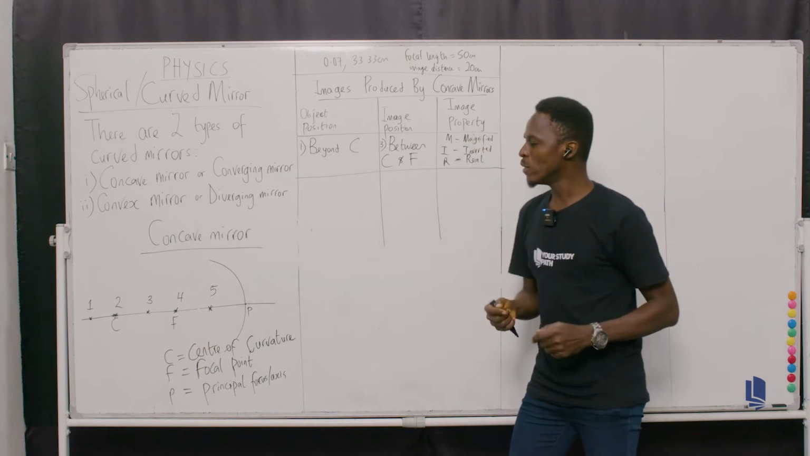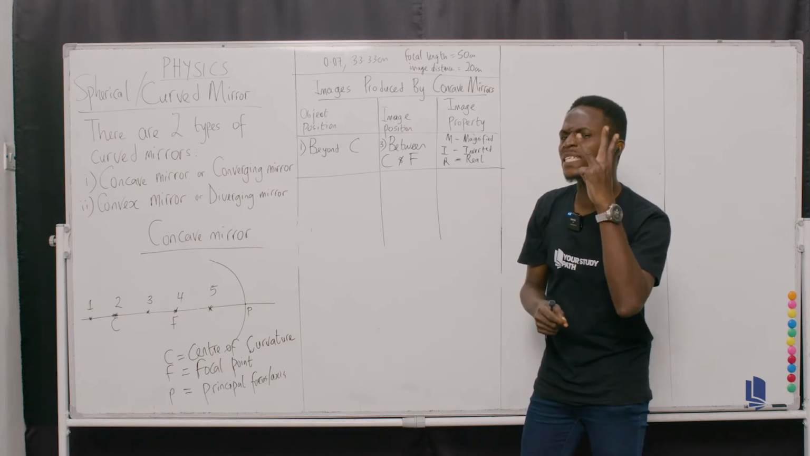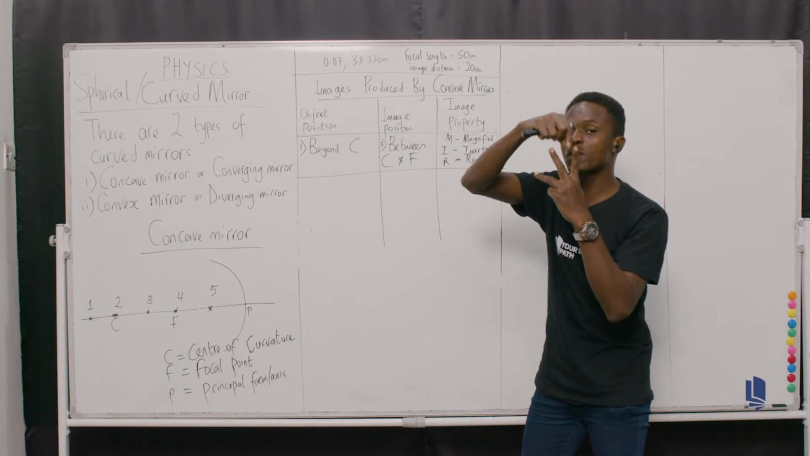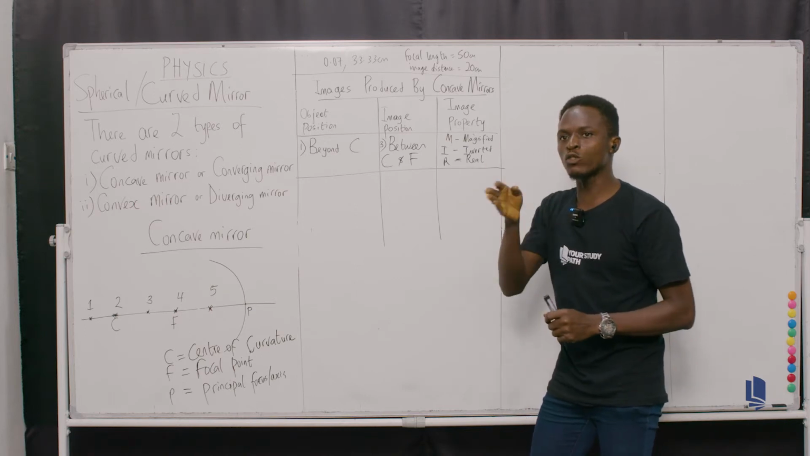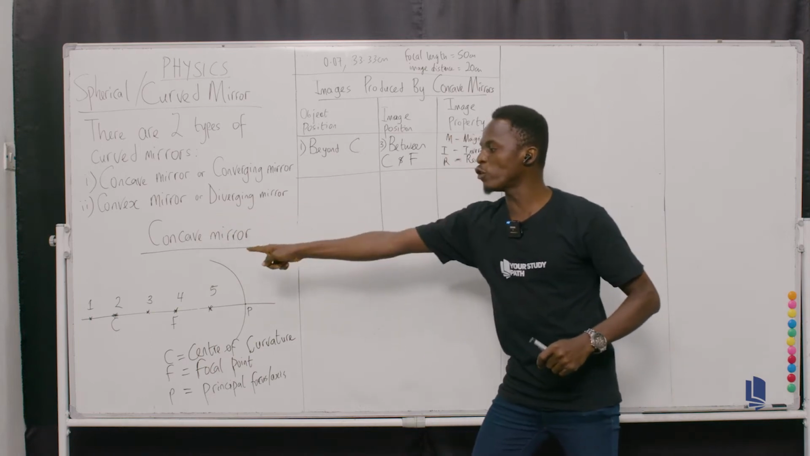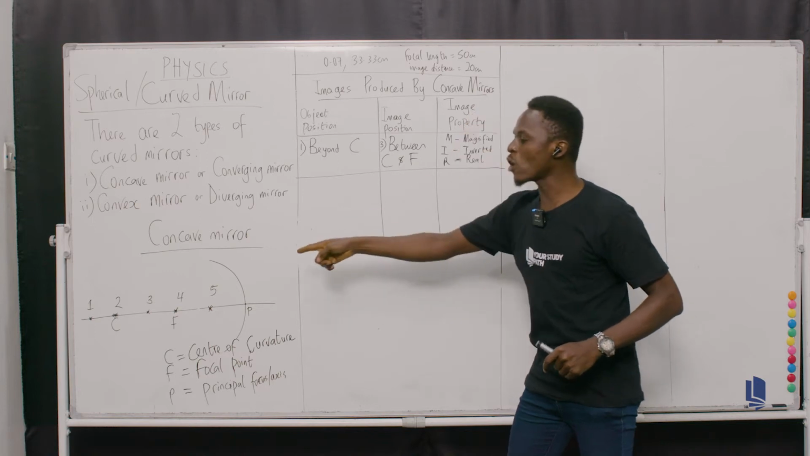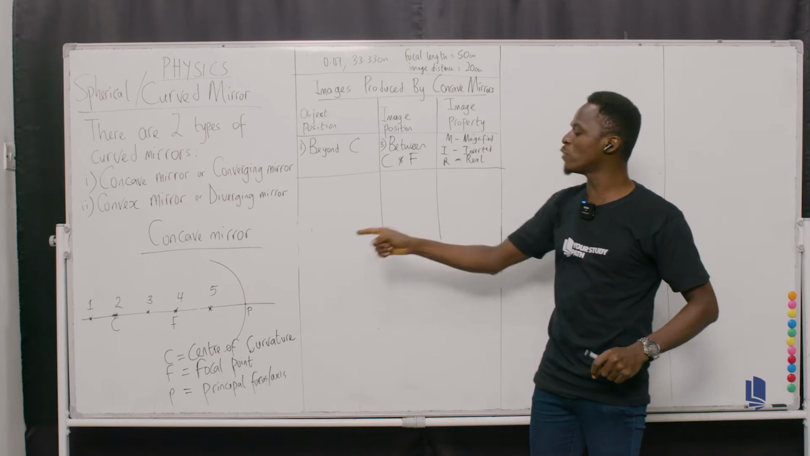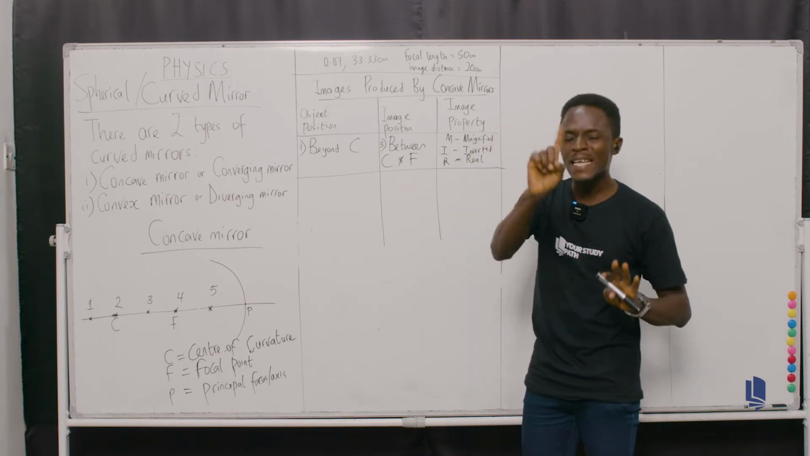Check out the second one. Number 2. How do you want to remember this? CFP, alphabetical order. C comes before F, F comes before P. Just put your number 1 to 5 in between them. Number 1 is before you get to C, beyond C. Number 2 is exactly at C. Number 3 is between C and F. Number 4 is exactly at F. And number 5 is between F and P. Those are the only 5 positions they can ever ask you.